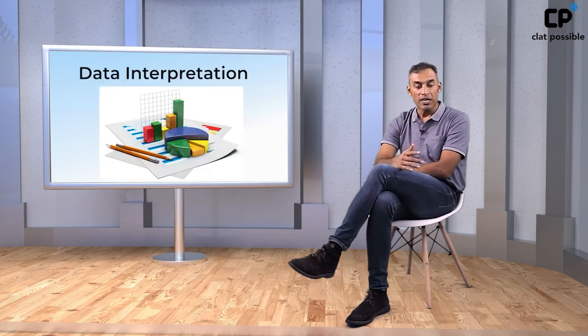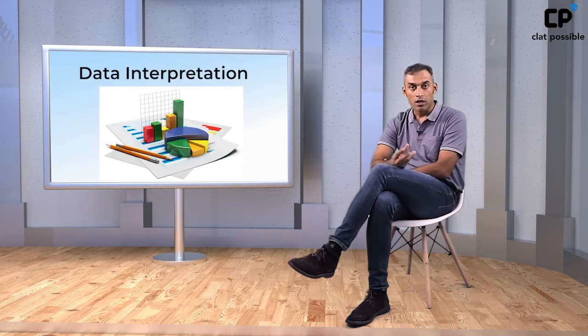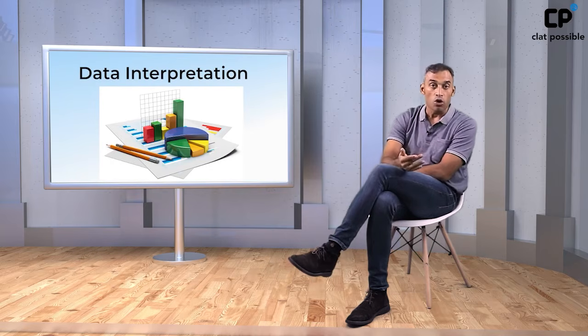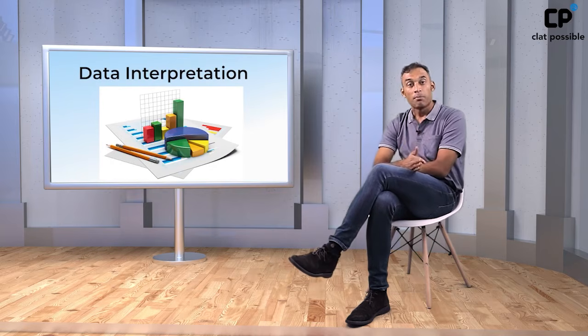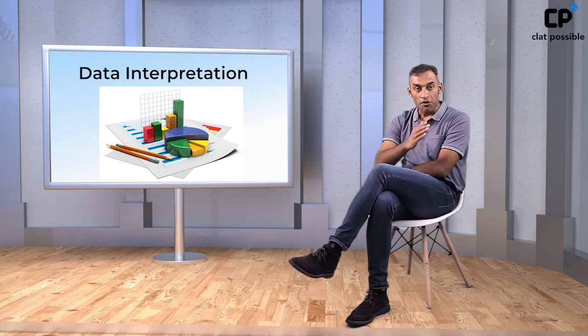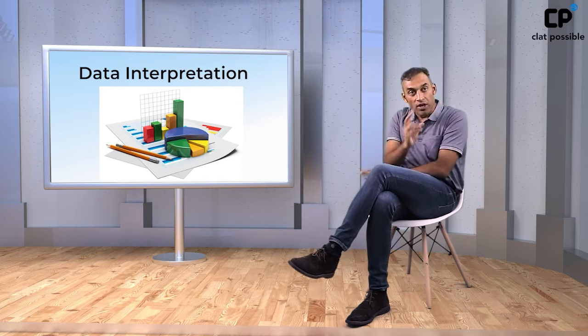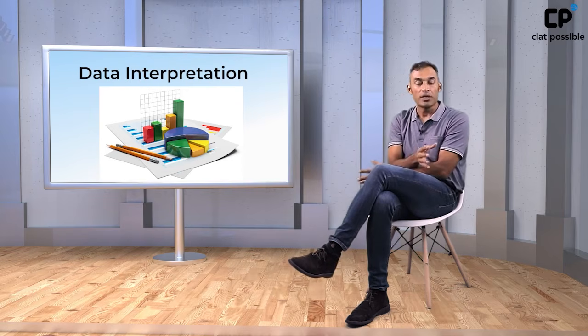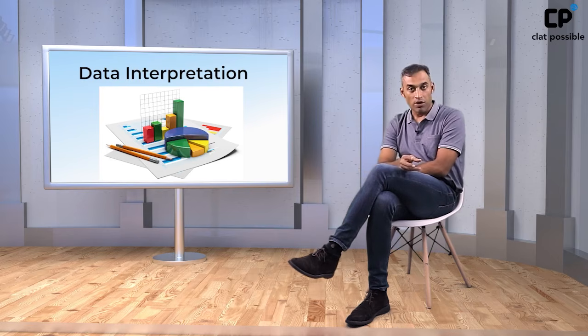So be comfortable with DI. DI is a subject which is extremely scoring. You can easily get about 12 to 13 marks out of 15, but you should be comfortable with basic maths, right? So try to solve different kinds of sets. You really don't have to go to a very difficult kind of set, but it's more to do with your calculations and the speed at which you're doing, right?